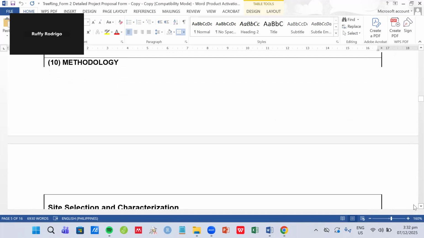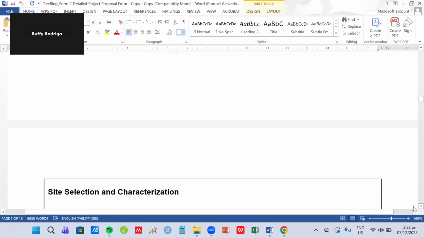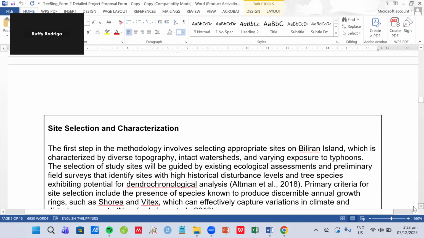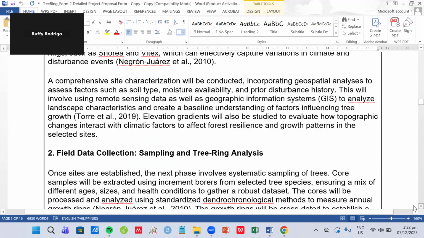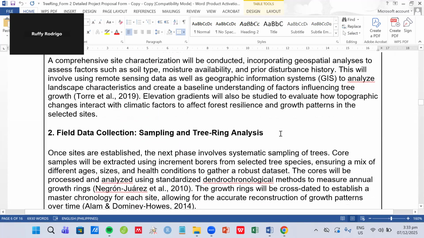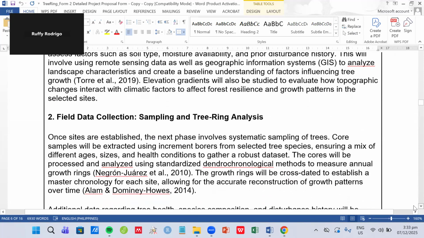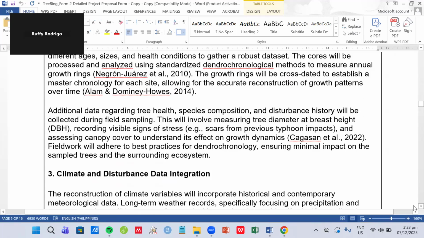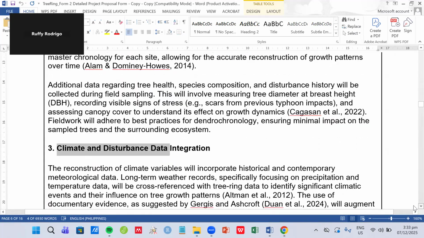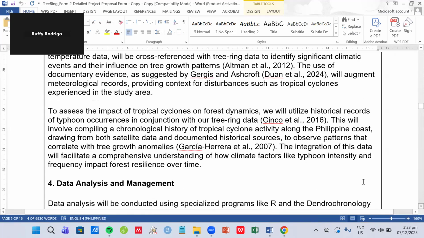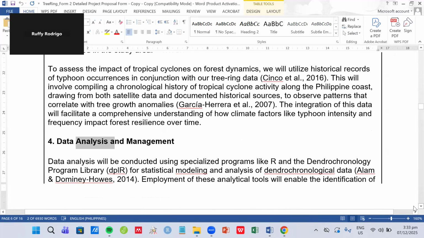So first is the site selection and characterization. The first step is this and that. Where, how, and then field data collection and sampling and cleaning. So how do you collect your data? Where to collect your data? How the data shall be collected. I'm sure you already have a background with that, and then climate and disturbance data integration. And here is just data analysis and management. So how do you analyze your data and how do you manage it?